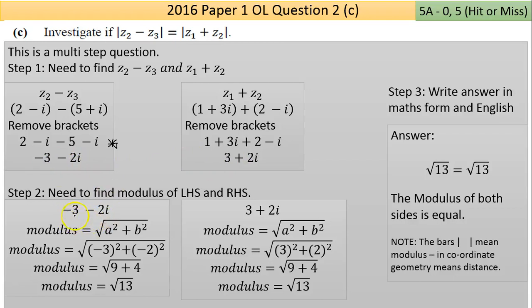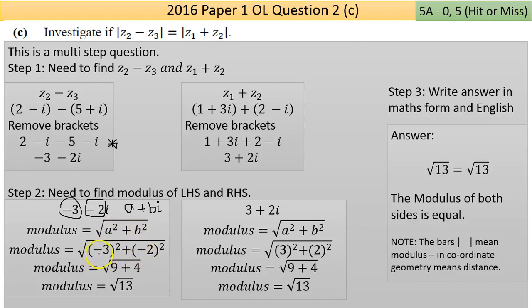Now the a part is minus 3. The b part is the number in front of the i. Okay, so that's the form a plus bi. So once you've identified a and b, they can go into the formula. Remember, the formula is basically a rearranged Pythagoras, and something we've dealt with before. So a goes in minus 3, b goes in minus 2.